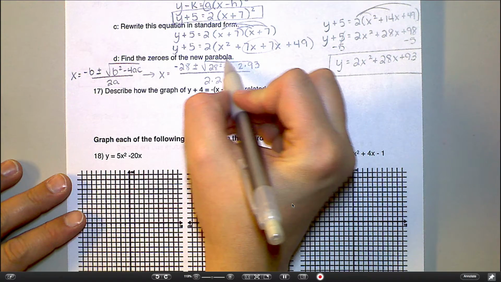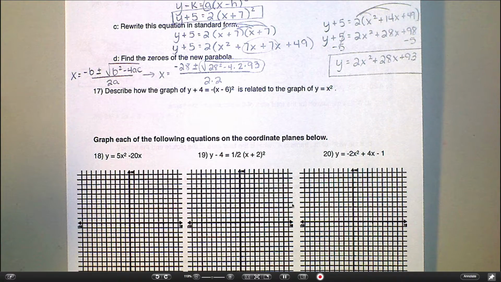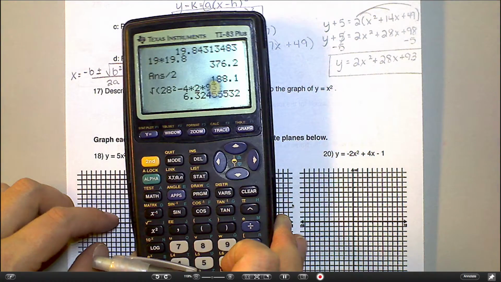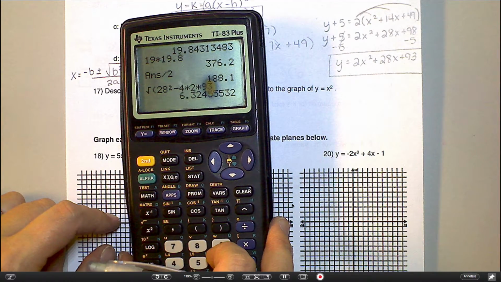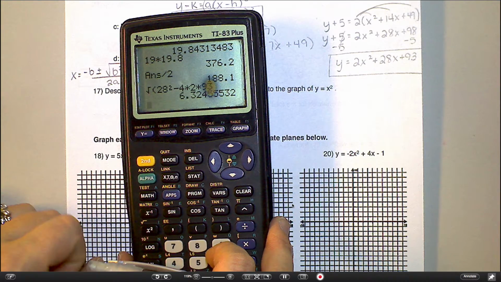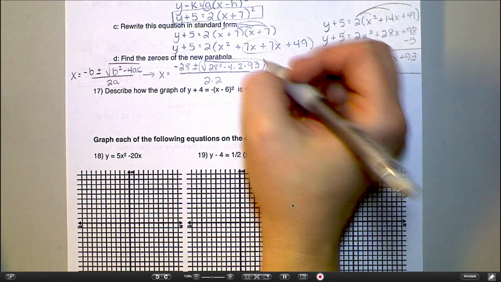Alright, I'm going to go in my calculator now, and I'm going to do just the square root piece. 28 squared, times 2 times 93. What did we get? No answer. Unless I did something wrong. I got an answer. Square root of 28 squared minus 4 times 2 times 93, I got like 6.3. Anybody else get that? Yeah? Okay. Just making sure. Gosh, I'm going to run out of room here.